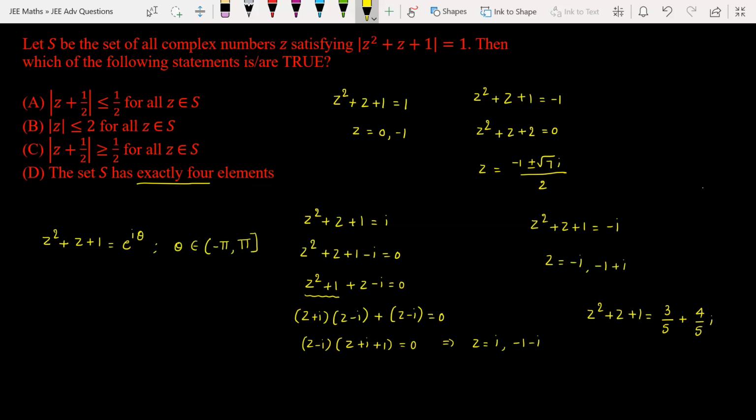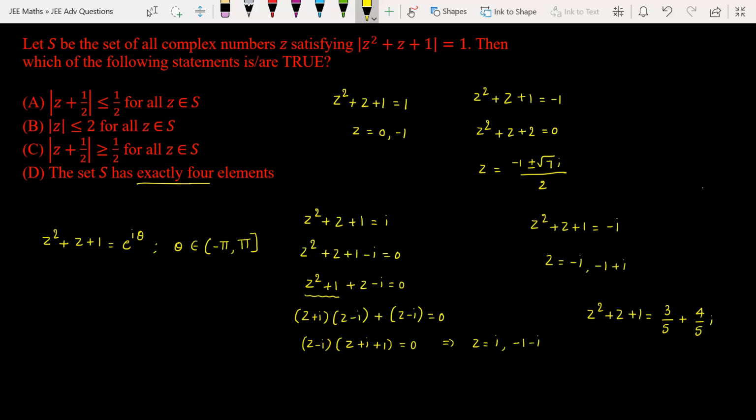For different values of theta, we will get different values of z, and all of them will satisfy this condition. For example, the cases which we have written here are nothing but special cases. When we take theta equals 0, we will get this one. When we take theta equals 180 degrees or pi, we'll get this one.